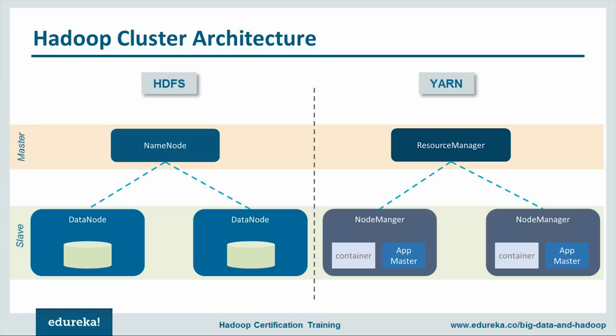So this data node and this node manager will be in the same machine, but it is not necessary that the NameNode and the resource manager would be in the same machine. They could be, but it's not necessary. Now, NameNode can be in a different machine, and a resource manager can be in another machine.